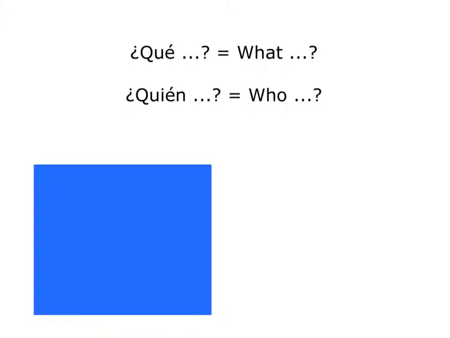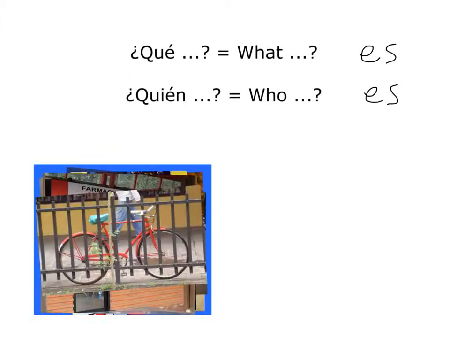We'll do some practice. Underneath this blue box, I have some pictures, and you'll tell me whether you would use qué or quién. Qué es, what is, quién es, who is. Ready to go? The first thing is a bicycle. Qué or quién? Qué es, what is it?